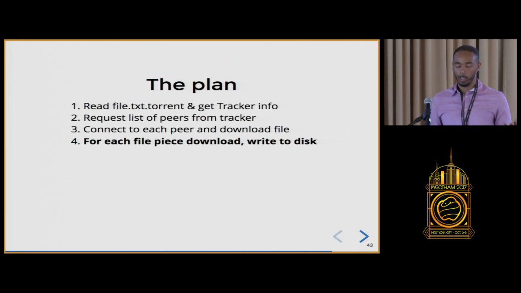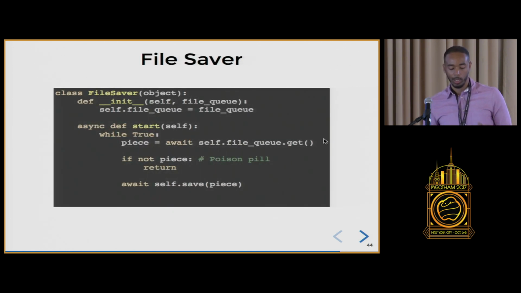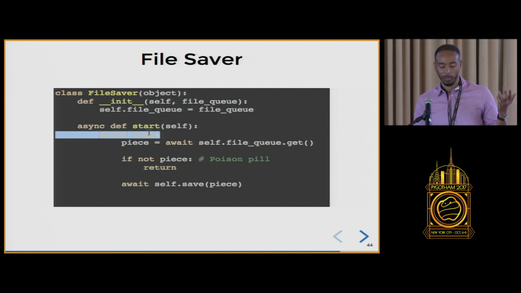And then finally, now that we connected to each peer, we started communicating with them, and we started getting pieces of the file that we want. We're going to just write each piece to the disk. This is a pretty simple, pretty trivial thing to do: in our file saver object, we'll create a coroutine called start, and it's just going to run forever, reading items from this queue. And every time somebody drops something into this queue, we'll save it.